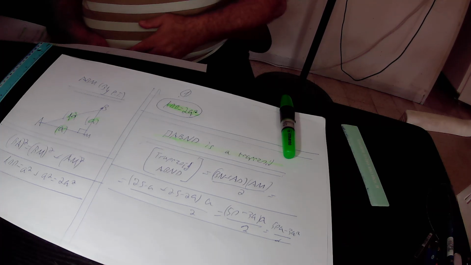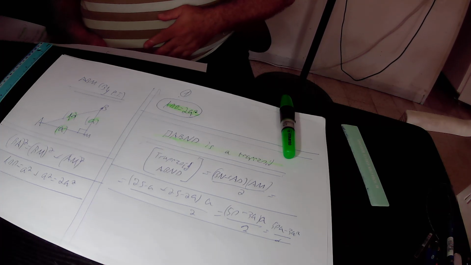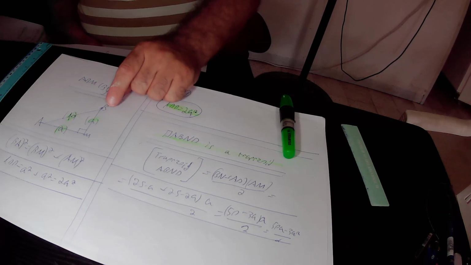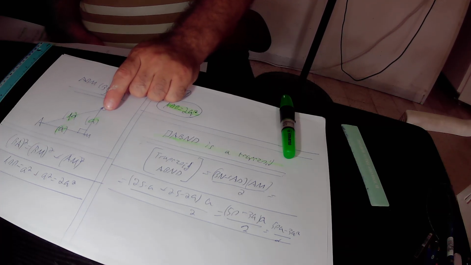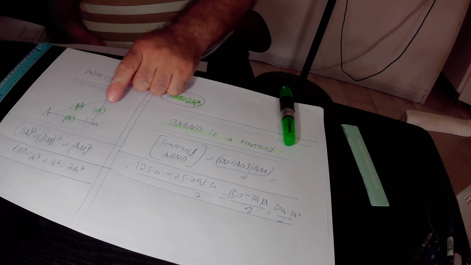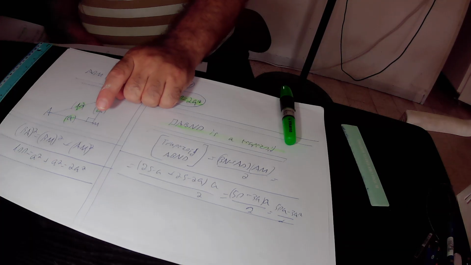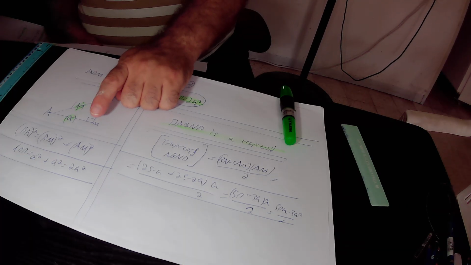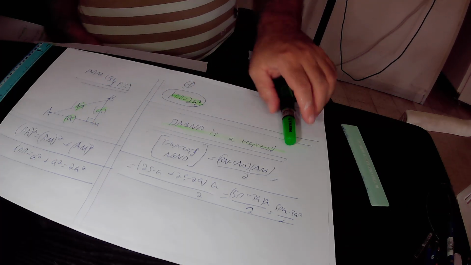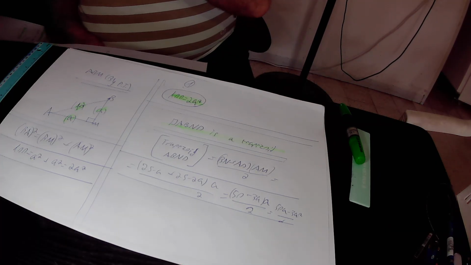BA is 10, therefore BA square is 10 square, that is 100, and this equals BM square. BM is 8, therefore BM square is A square, plus AM square. AM is also 8, therefore AM square is A square. So in total, we have found out that 100 equals A square plus A square, that is 2A square. So 100 equals 2A square.